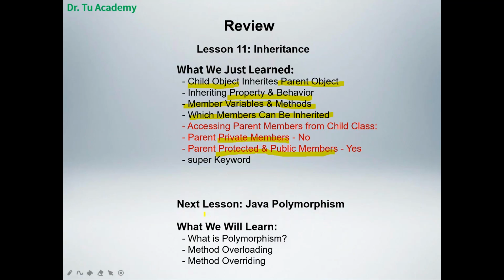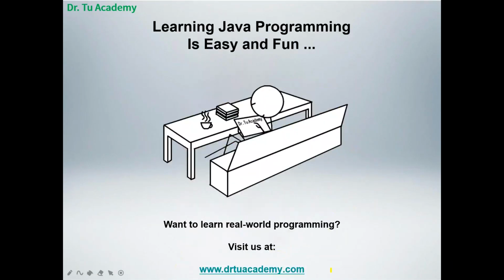In our next lesson, we are going to learn another important feature of Java's OO programming paradigm. It's called Java polymorphism. We will learn what polymorphism is and how to do method overloading and method overriding. That's all for this lesson of class inheritance. I will see you in our next class, Java polymorphism.